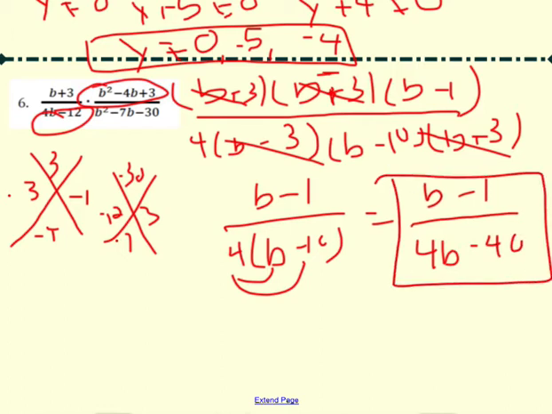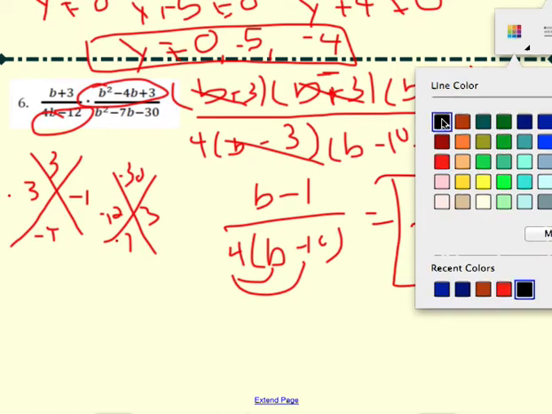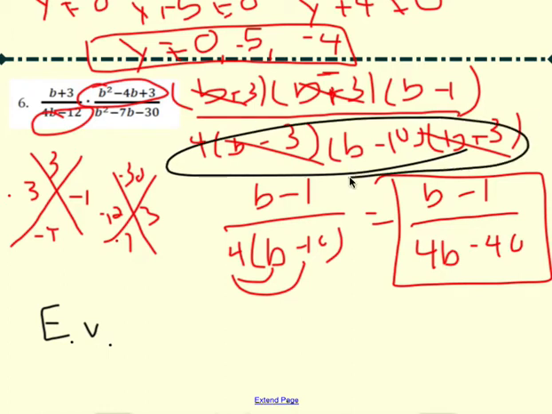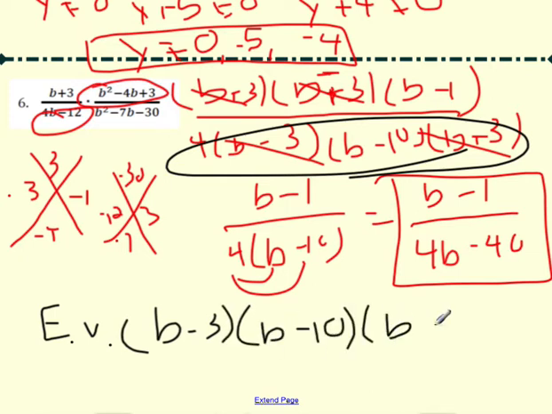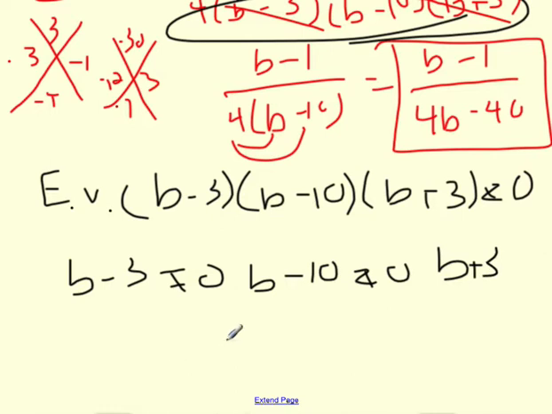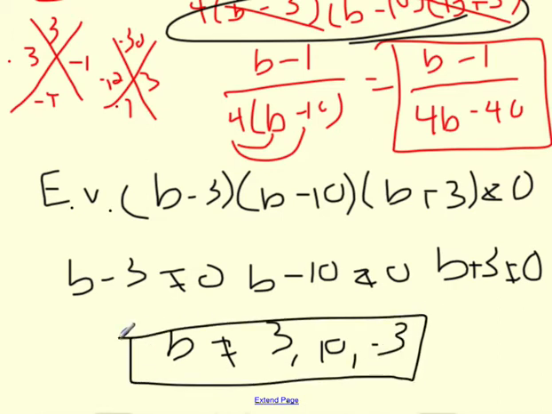Now we need to calculate our excluded values. For our excluded values, I'm going to take this entire thing. We know the 4 can't be 0, so I'm just going to neglect the 4 because that's never going to be 0. So I have b minus 3, b minus 10, and b plus 3 that cannot equal 0. So we're going to set each of those factors equal to 0. Then you get that b cannot be 3, 10, or -3.